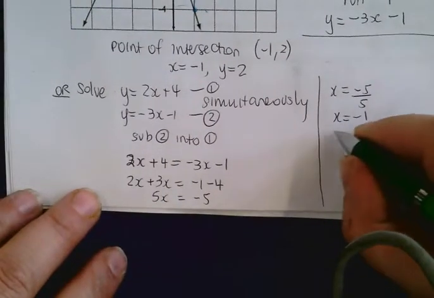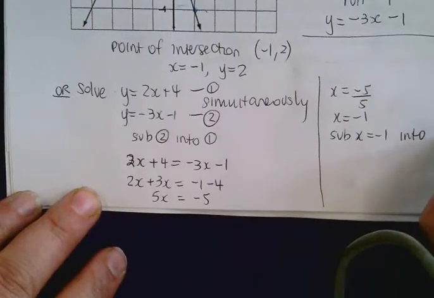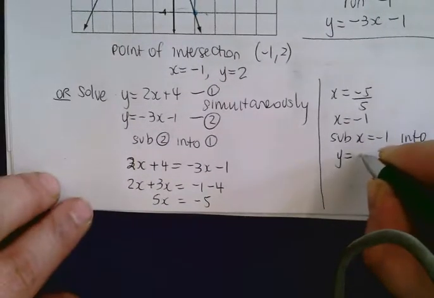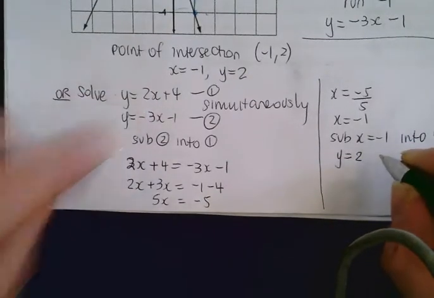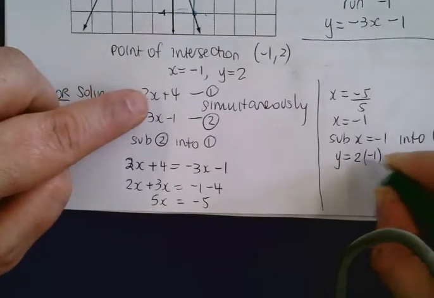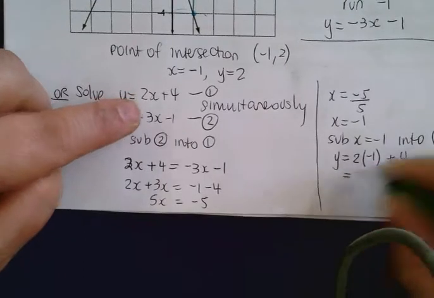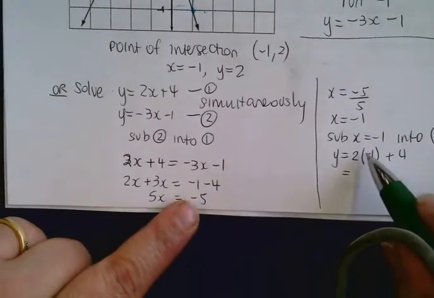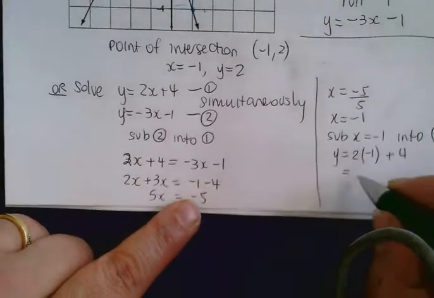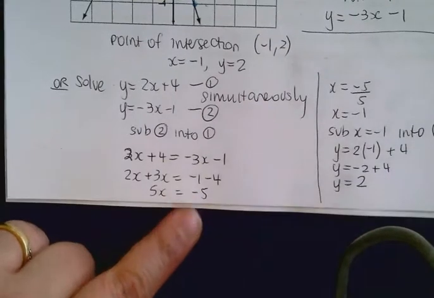And then we substitute x is negative 1 into either equation 1 or 2. I'm going to put it into equation 1 to get the y value. So y equals 2, substitute in the x value, which is negative 1. That means 2 times negative 1 when I put brackets, plus 4. You okay with that? 2x, 2 times x I can write as 2 bracket negative 1. It's the same thing as times. So it's negative 2 plus 4, which is 2.